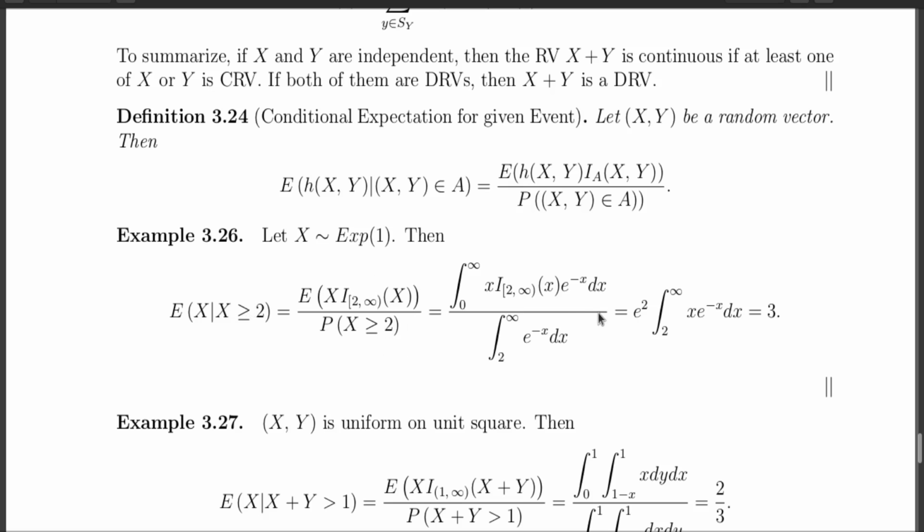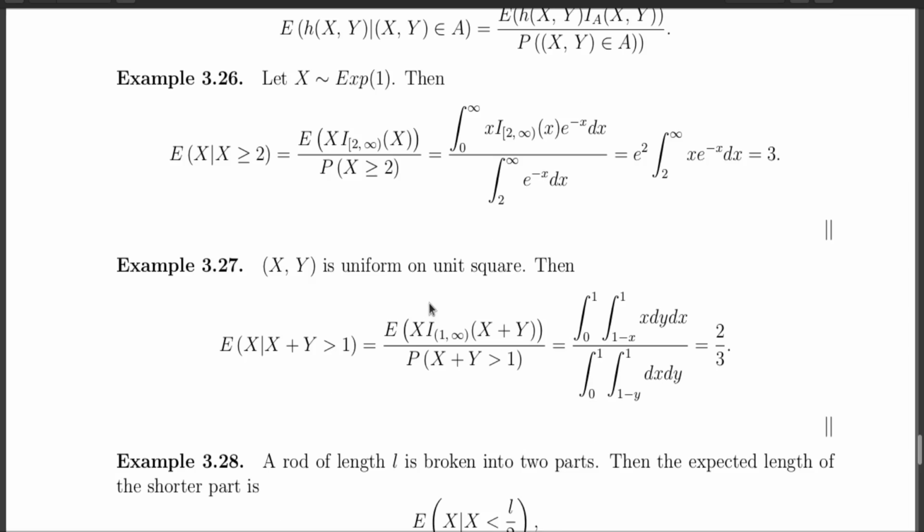And now the rest of the thing we can do very easily, because this is a function of X. I know the density function of X, so the integration will be this multiplied by e to the power minus x dx, divided by this probability, which is nothing but the integration of the density function over the range 2 to infinity. Then you can do this integration and you have that the result is 3. Okay, let us see another example.